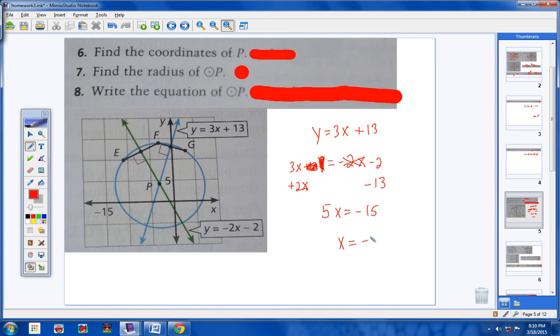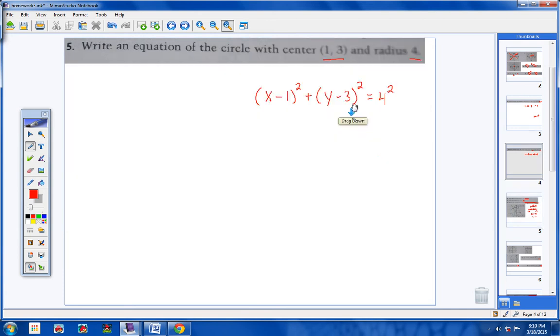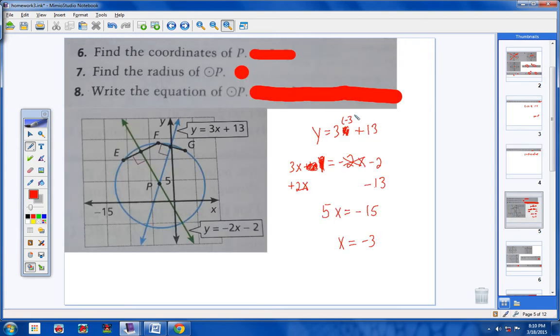X equals negative 3. Now if x equals negative 3, come up here to your x right here and put what in for x? Negative 3. Well, 3 times negative 3 is negative 9. Negative 9 plus 13 is 4. So y equals 4. So now you have the intersection point of negative 3, comma 4. Alright, let's continue on.